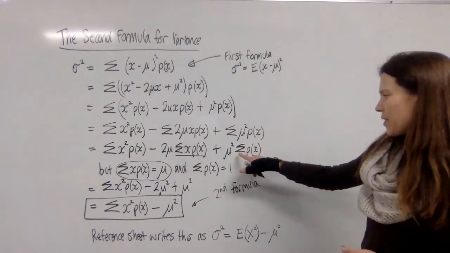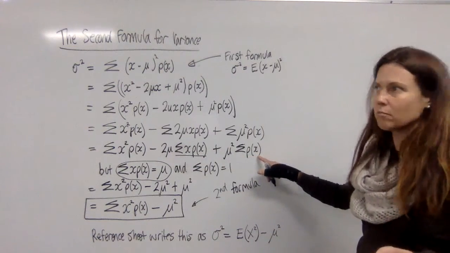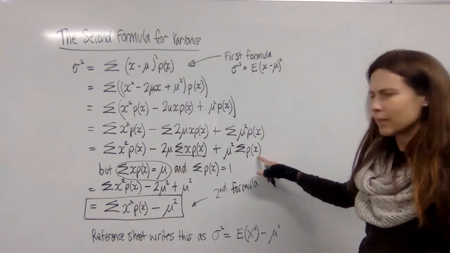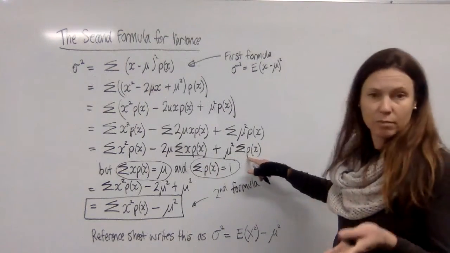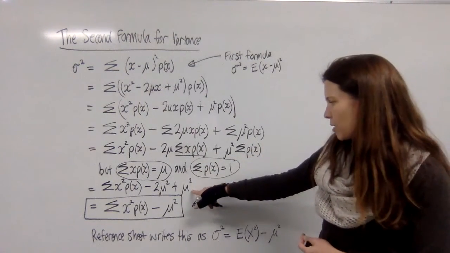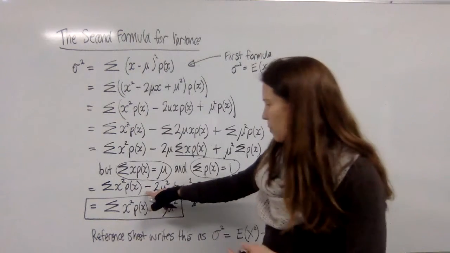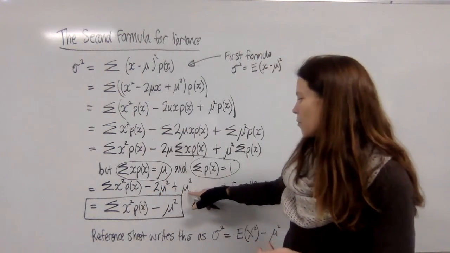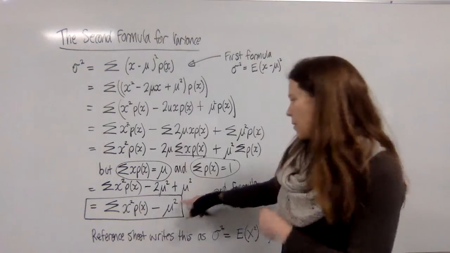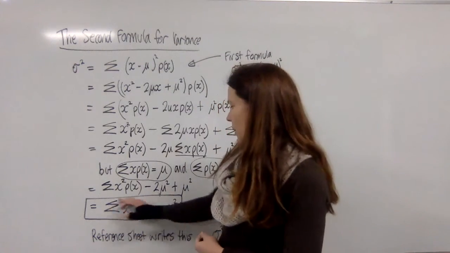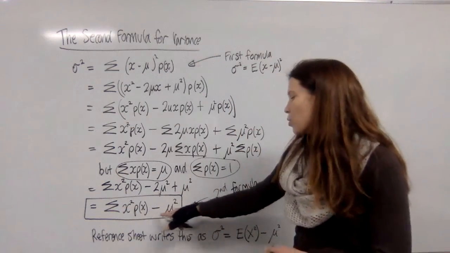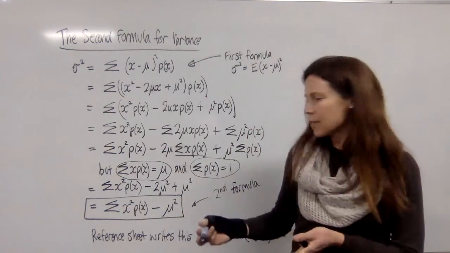And this second part, the sum of all the probabilities, well, all the probabilities add up to 1, don't they? I've written that here. So really I've got mu squared times 1. So I'm just going to write plus mu squared. Now if I've got minus 2 mu squared plus another mu squared, that adds up to minus mu squared. So I've still got this complicated part at the beginning where I need to take the sum and then I need to just subtract mu squared. Now this is the second formula.